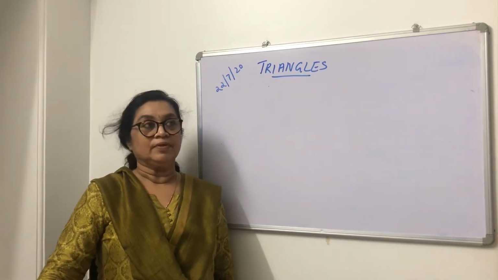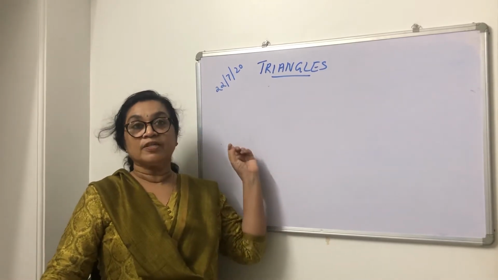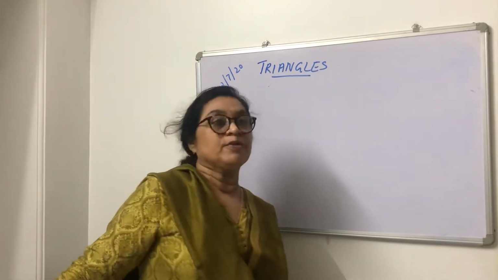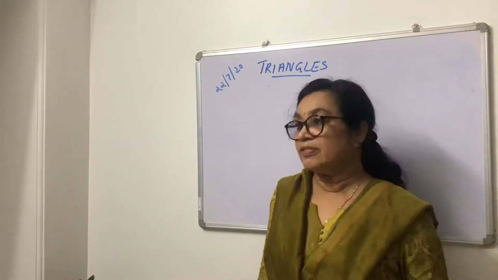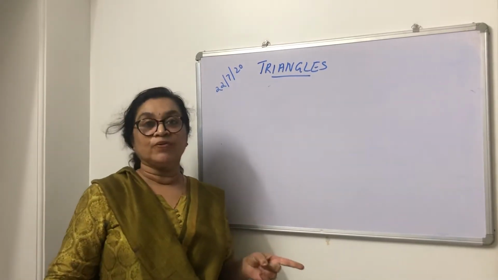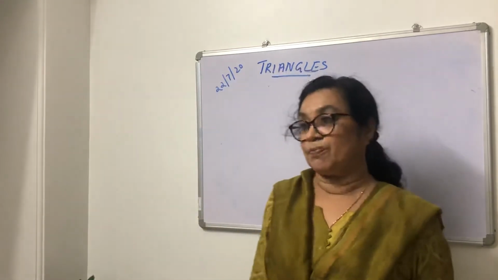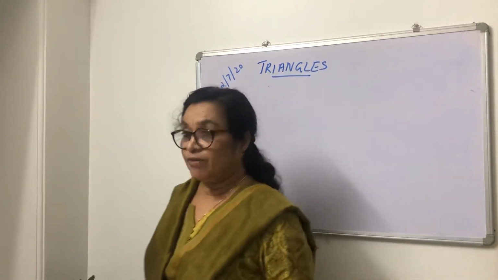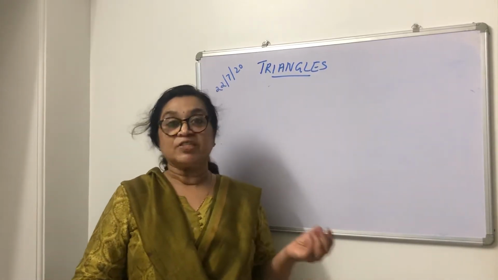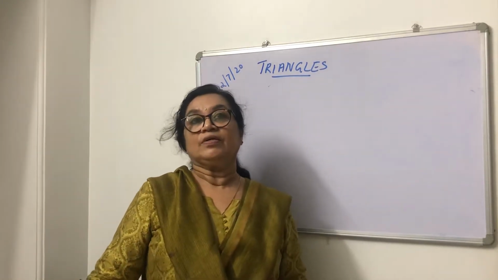Good morning, children. Yesterday we learned about similar figures and congruent figures, and I explained the difference between them. Two figures are said to be congruent if they have the same size and same shape. And two figures are said to be similar if they have the same shape but not necessarily the same size.